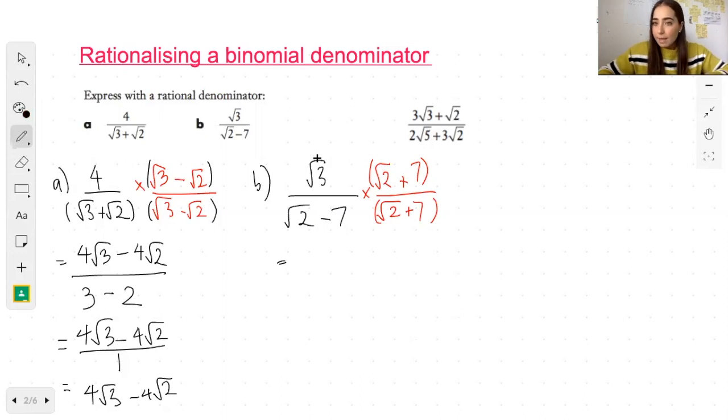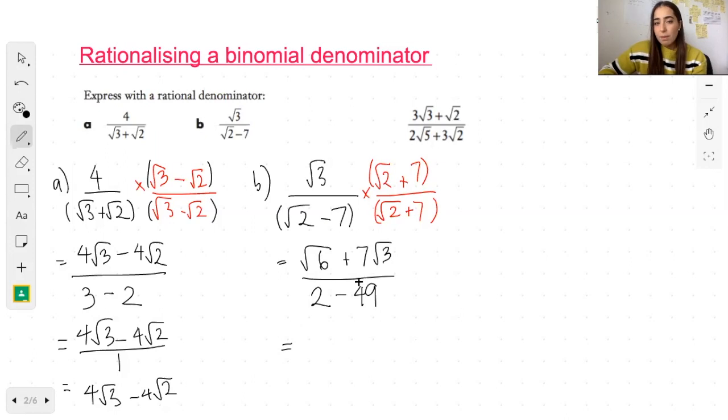And now we're going to expand the top. So root 3 times root 2 is root 6. And root 3 times 7 is 7 root 3. Now, once again, we have a difference of two squares. So in order to expand a difference of two squares, we square this first term. So the square of root 2 is 2. And we square the second term. The square of 7 is 49.